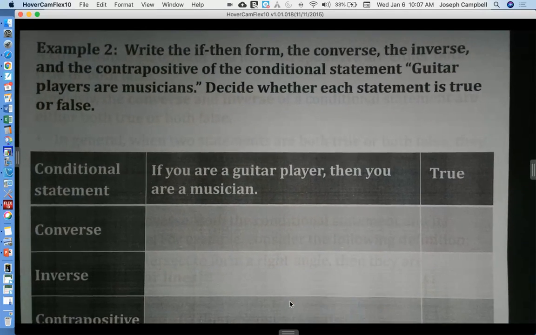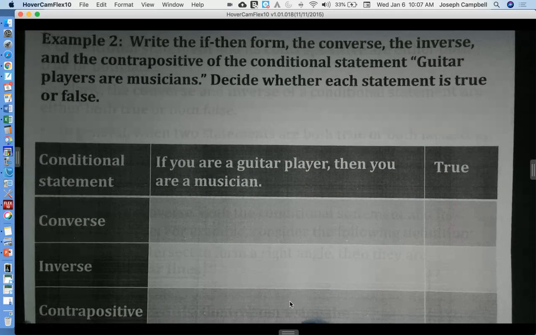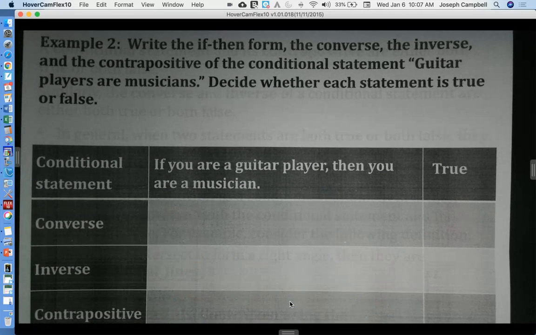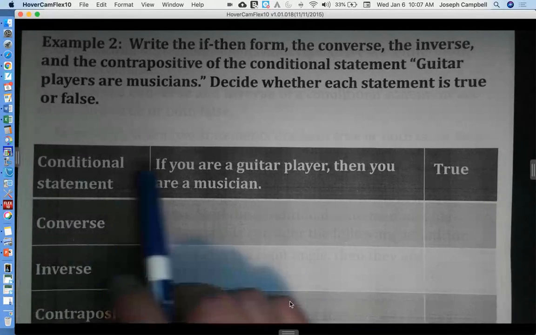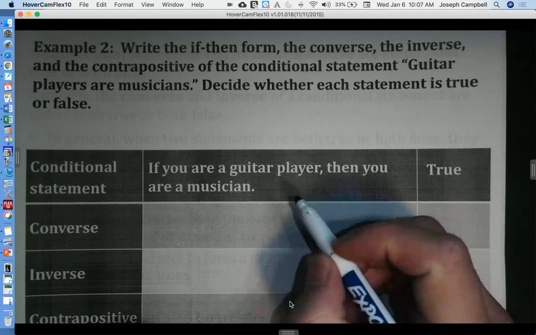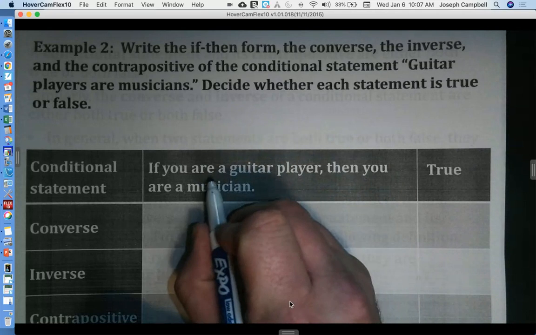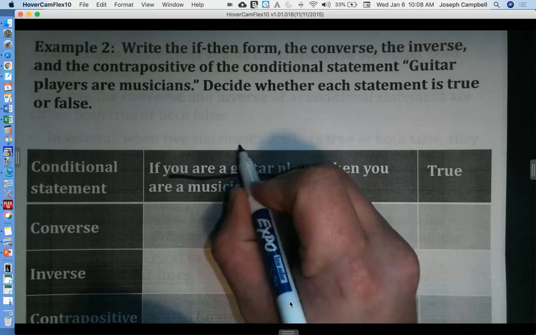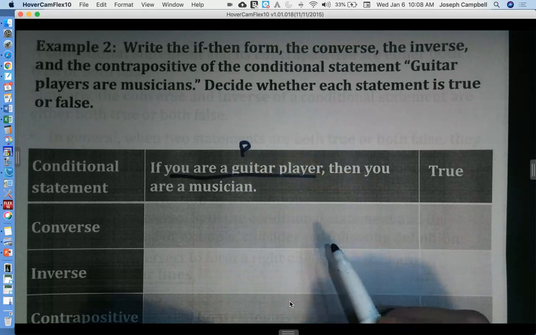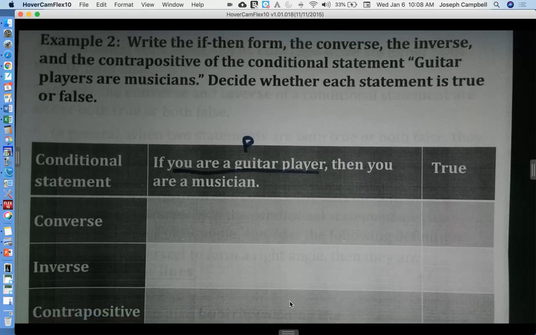All right, so here we're going to do the same thing with this example. Write the if-then form, the converse, the inverse, and the contrapositive. I'd like you to pause the video and try your best to do this on your own. Okay, so we're given the first line, which is nice. This is clearly the hypothesis. You are a guitar player, God forbid. And this is the conclusion, Q.